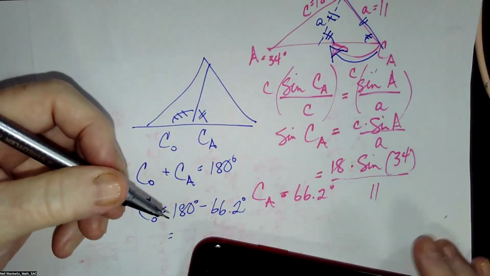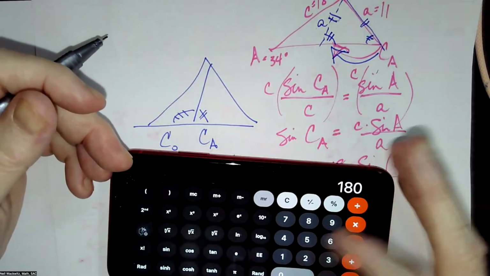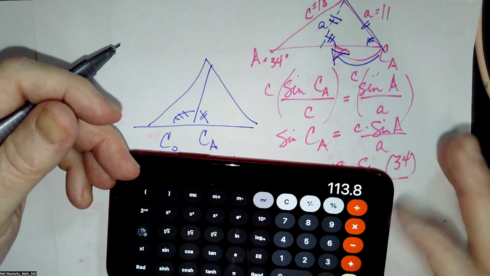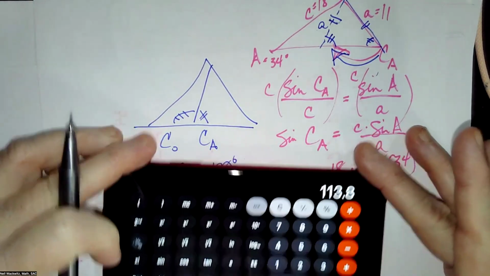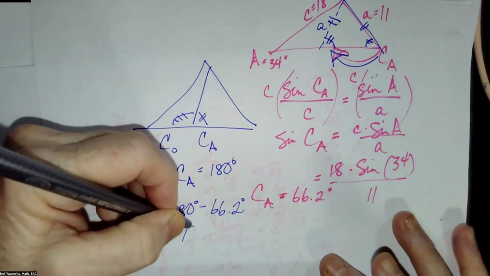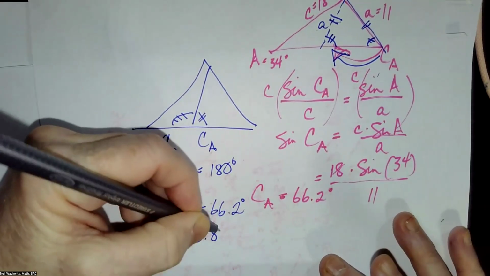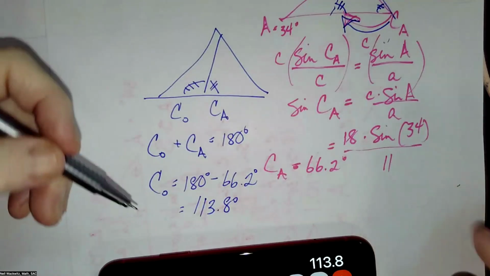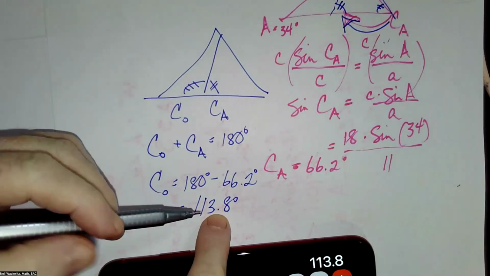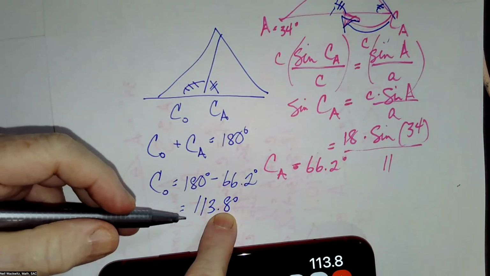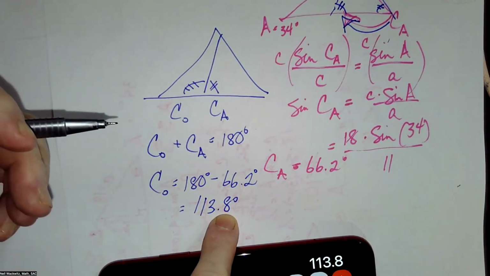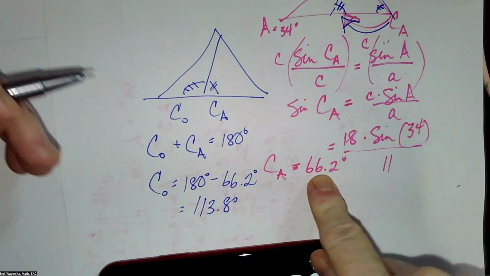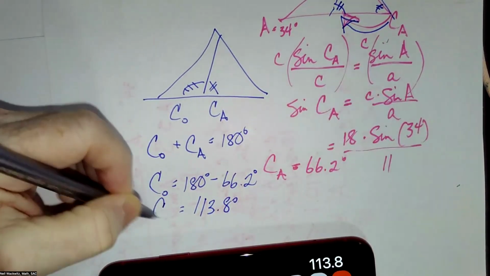Next, 180 minus 66.2 is 113.8. And I know that this is probably right because this is definitely an angle greater than 90 degrees. C acute is an angle less than 90 degrees. So this is looking good.